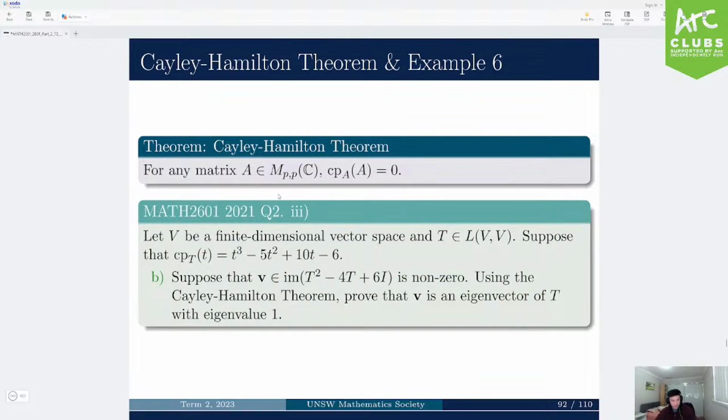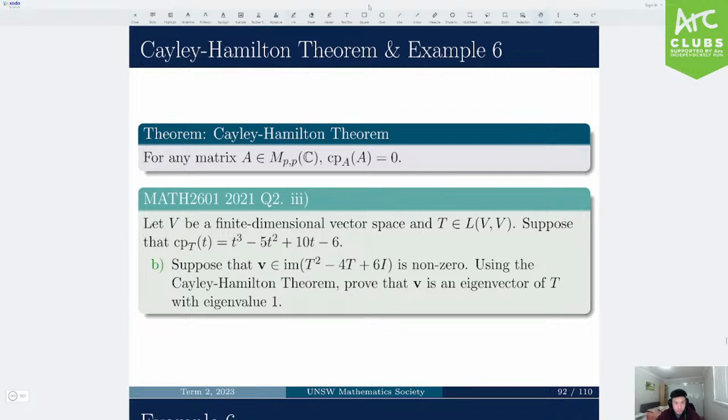So a quick example here. Let V be a finite dimensional vector space and T just be a linear transformation that goes from V to V. And suppose the characteristic polynomial of T is given by this cubic equation here. Now, suppose v is in the image of T squared minus 4T plus 6I, and it's also non-zero. And it tells us that using the Cayley-Hamilton theorem, prove that v is an eigenvector of T with eigenvalue 1.